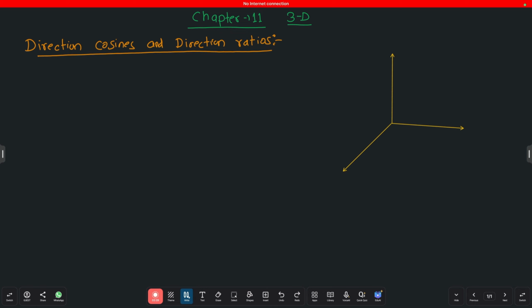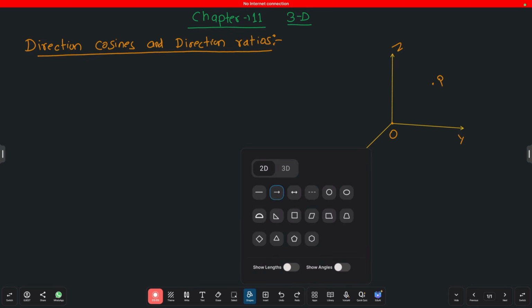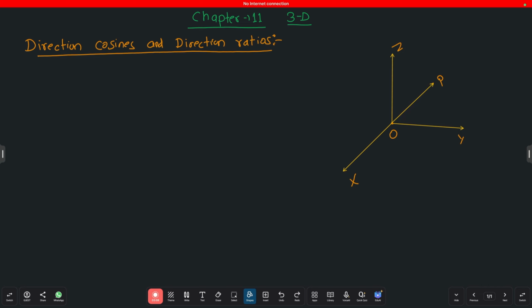Suppose this is your x-axis, this is your y-axis, and this is your z-axis. This is your three-dimensional coordinate system, x, y, and z. Point P in the space. Suppose here is a point. This is point P. When you join O to P, it will be the position vector of point P. OP is the position vector of point P, and it is usually denoted by R vector.